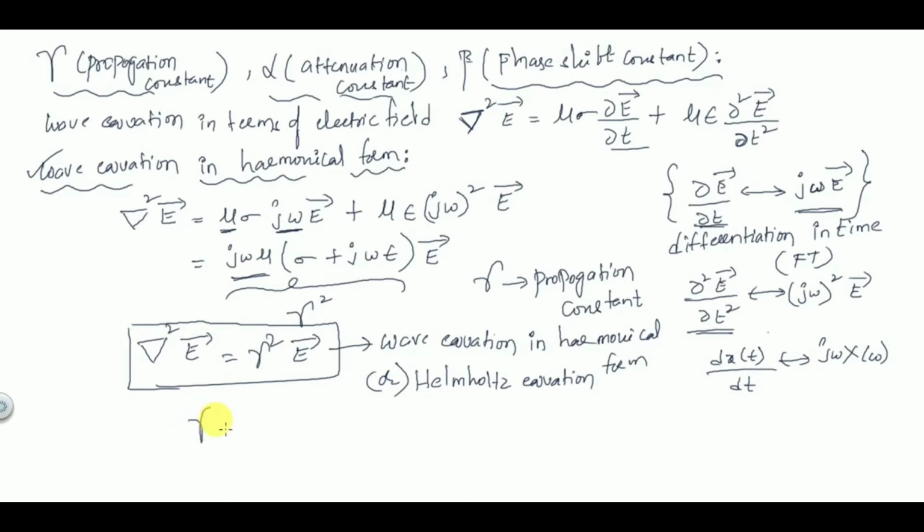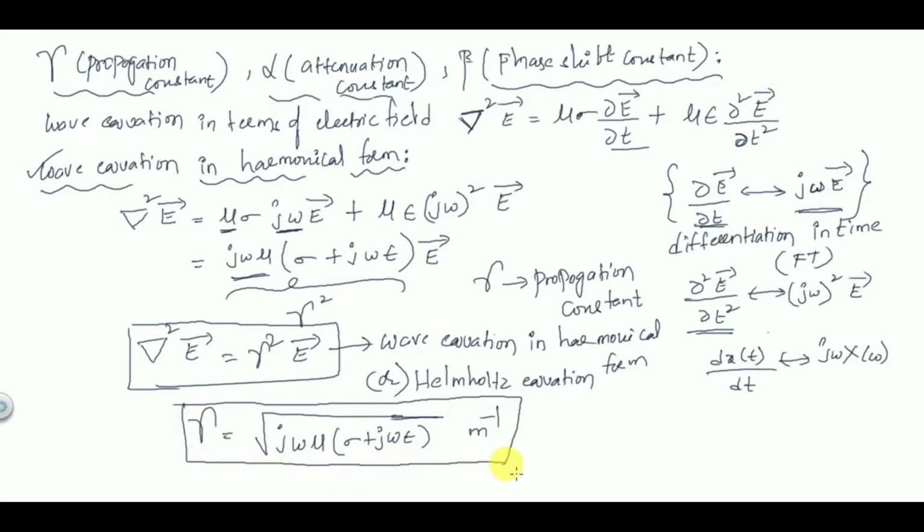So what is gamma here? Gamma is given by the root of j omega mu into sigma plus j omega epsilon. The unit is per meter. So this is the formula for the gamma value, and gamma is called the propagation constant. Let me take one more slide, and I'll explain clearly what gamma, alpha and beta are.